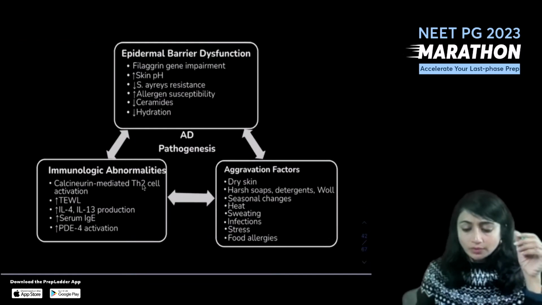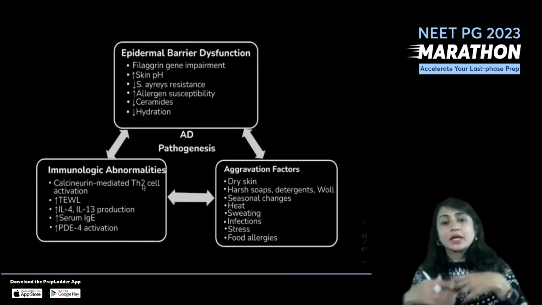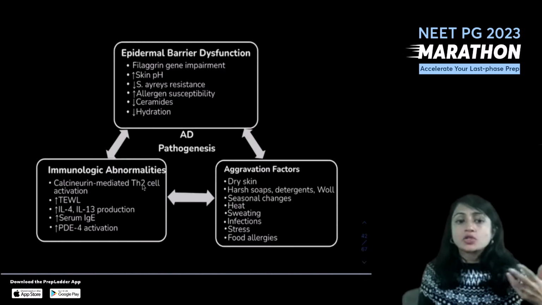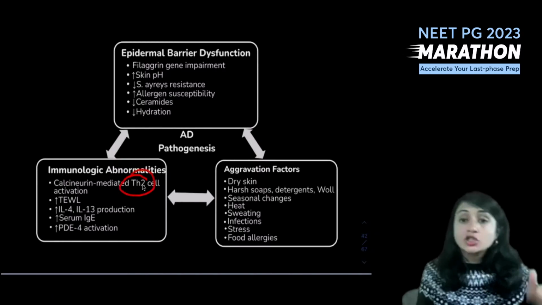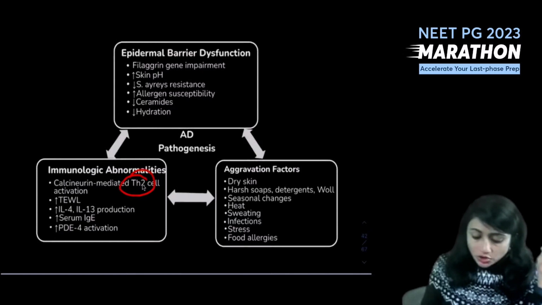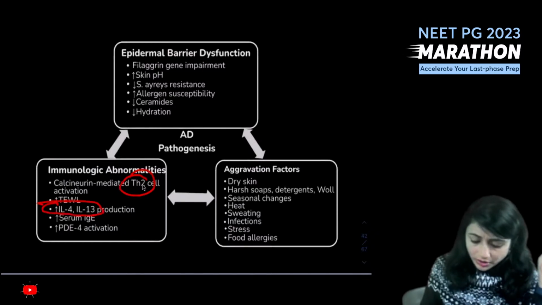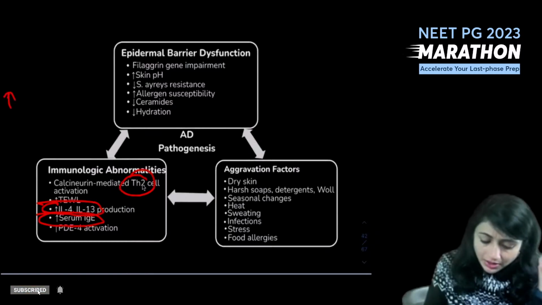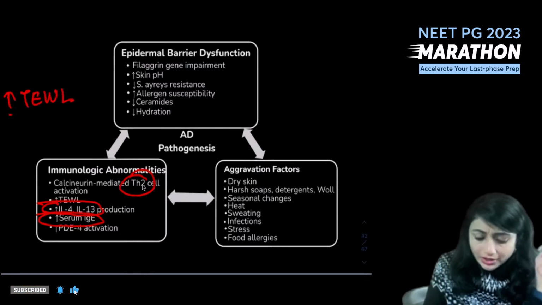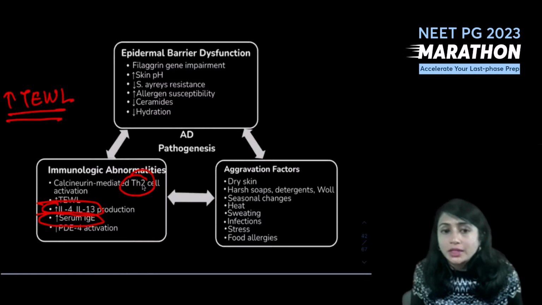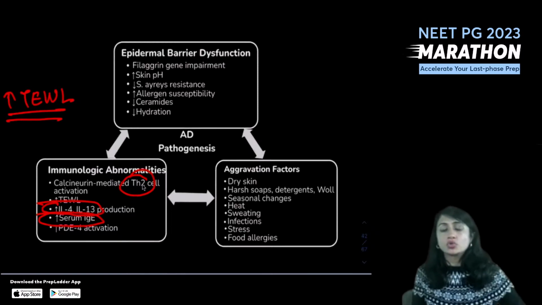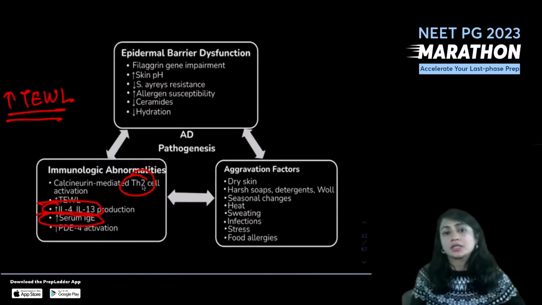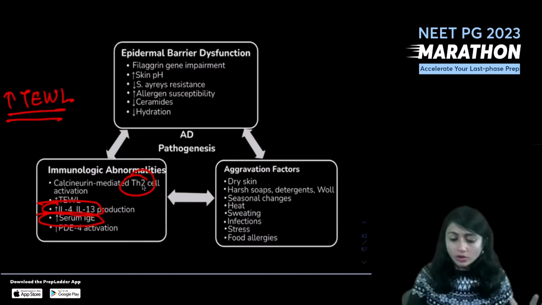Then sometimes they give you this clinical scenario and ask you what type of immune response is there. So here I have a Th2 type of immune response. There will be increased IL-4 and IL-13 and increased IgE. And there is increased transepidermal water loss. So all this has been asked regarding atopic dermatitis in the past. Th2 response, high IgE, high IL-4, 13, increased transepidermal water loss. So all this can happen.